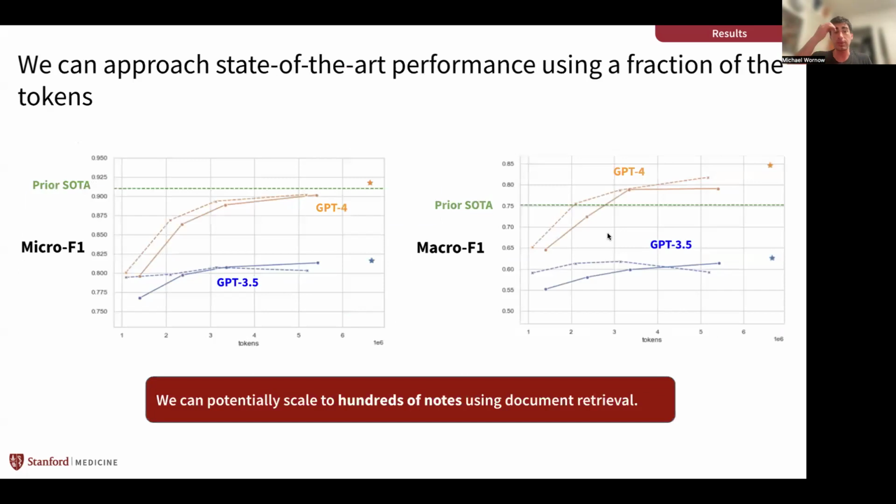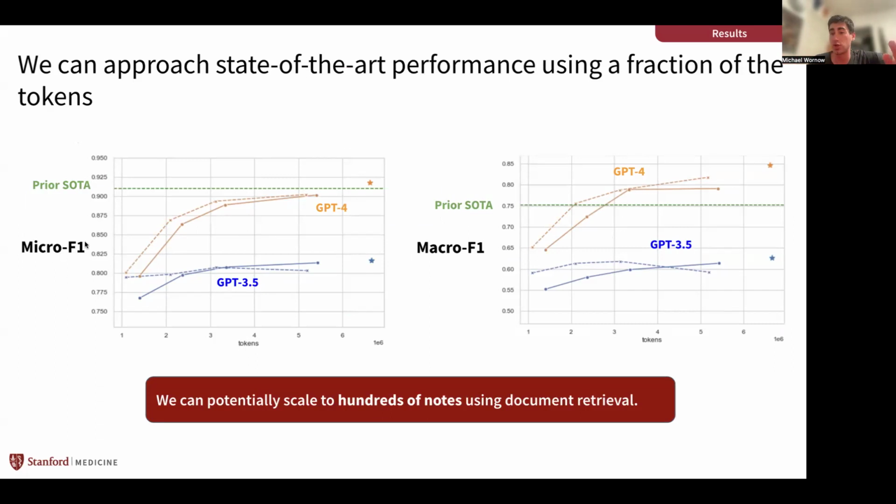And so the conclusion from this is that you can approach state-of-the-art performance using only a fraction of the tokens and cost as was described previously. And so here are 2 charts, both showing the same exact experiment. Nothing's changed from what I described before.